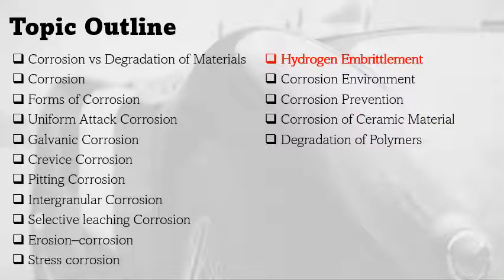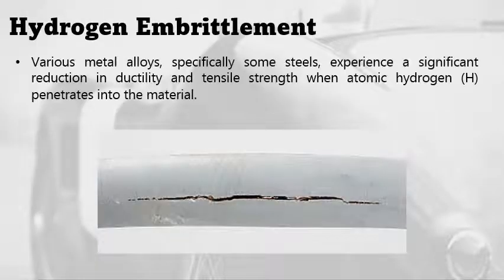Another important consideration in the prevention of corrosion and degradation of material is hydrogen embrittlement. Various metal alloys, specifically some steels, experience a significant reduction in their ductility and tensile strength when atomic hydrogen penetrates into the material. That is also the reason why you must carefully select the kind of material that will be used, especially in applications where it will be exposed to a water environment.